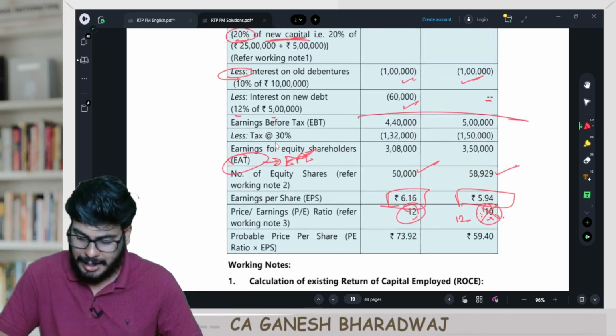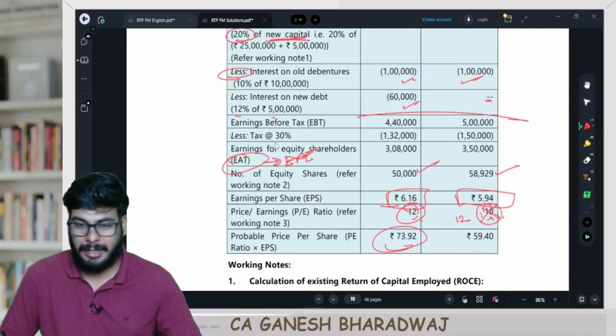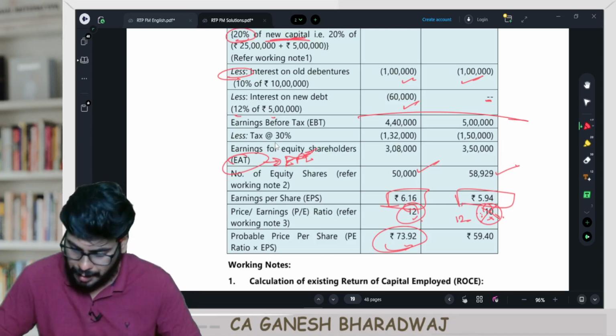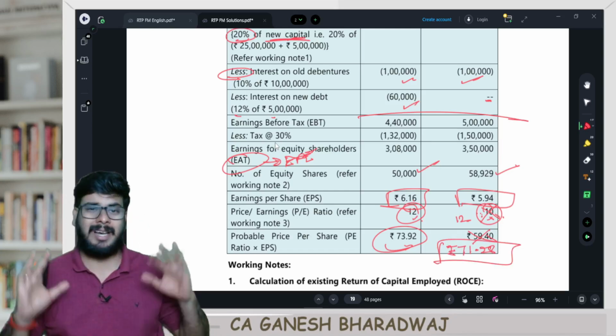So now you multiply 6.16 into 12. So under alternative 1, your MPS is going to be 73.92. Alternative 2 is going to be 5.94 into 12. That's going to be how much? This is wrong. It is going to be 71.28 rupees is going to be the new MPS. Are you clear with this?